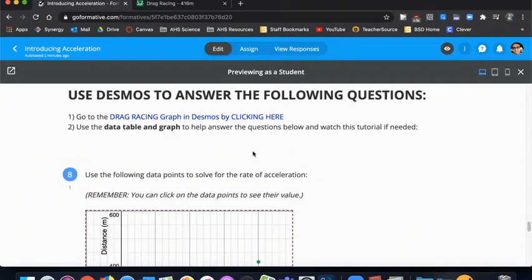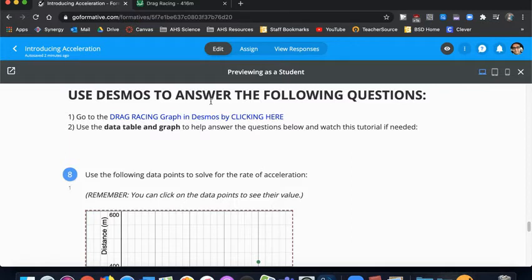For the last part of this activity, I want you to go and try to use Desmos again to help answer a couple questions. This is now our second time really trying to introduce Desmos, and so I really want us to become more comfortable and see how it can help us answer some questions that we're being asked.